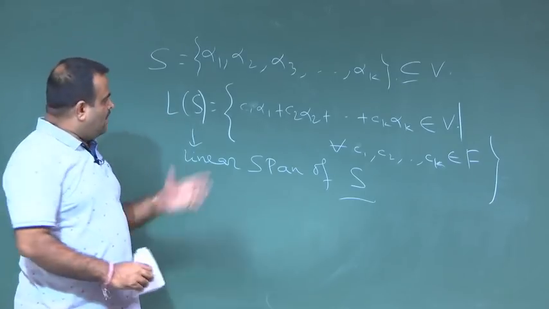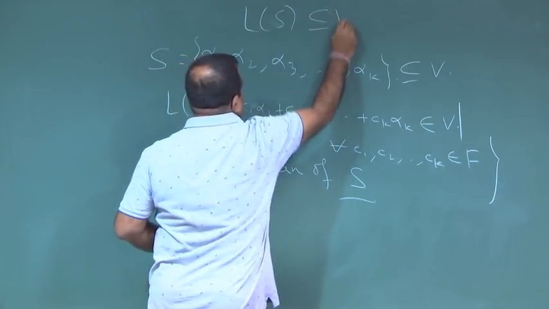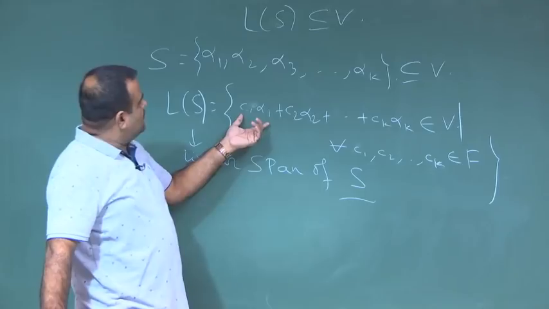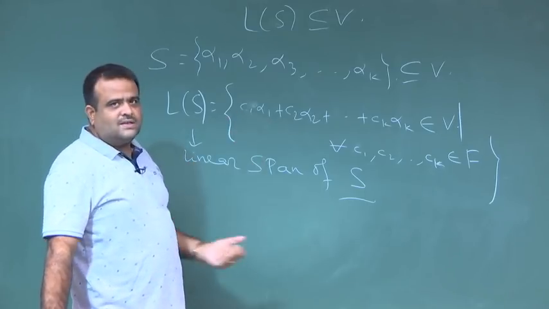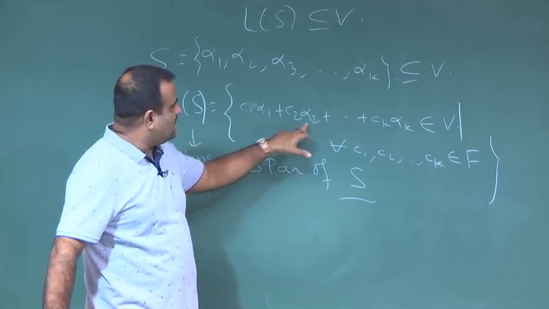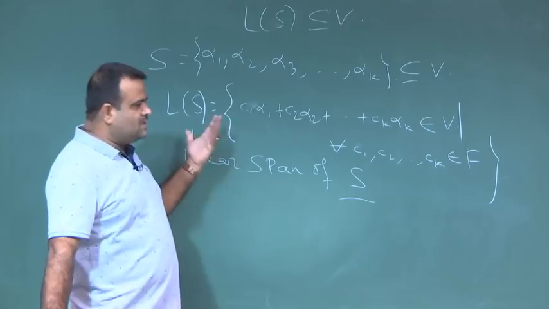Okay. Obviously, L of S is a subset of V, and a non-empty subset, because each of these alphas belongs to this set: if we take c 1 as 1 and the other c i's all 0, then each of these alphas belongs to L of S. So, obviously, this is non-empty.